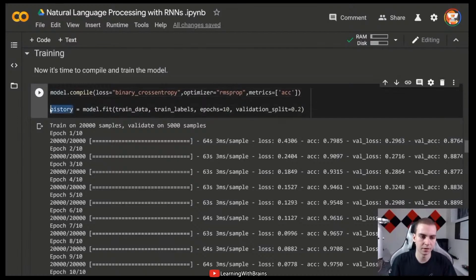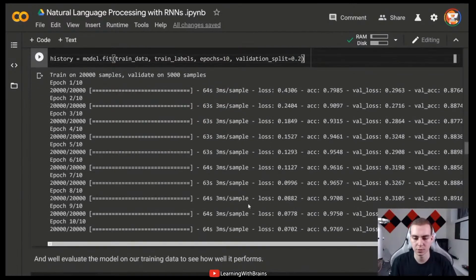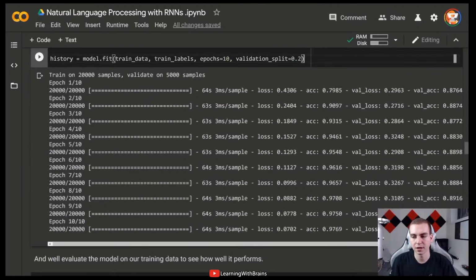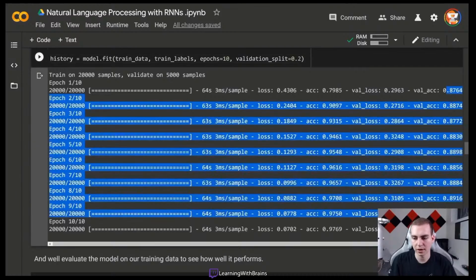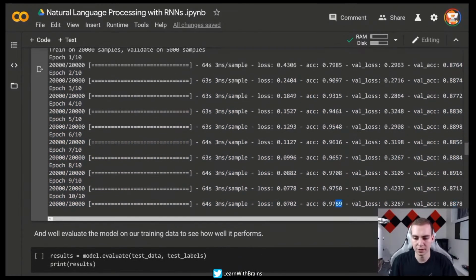Okay, so finally, we will fit the model. We've looked at this syntax a lot before, so model.fit. We'll give the training data, the training labels, the epochs, and we'll do a validation split of 20%. So that's what 0.2 stands for, which means that what we're going to be doing is using 20% of the training data to actually evaluate and validate the model as we go through.